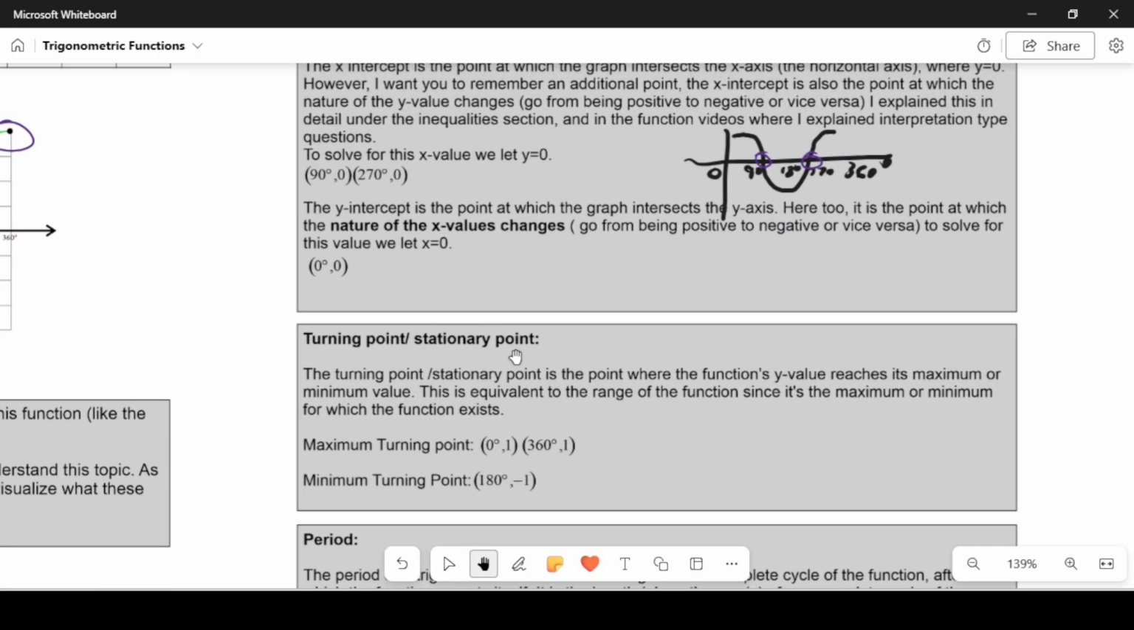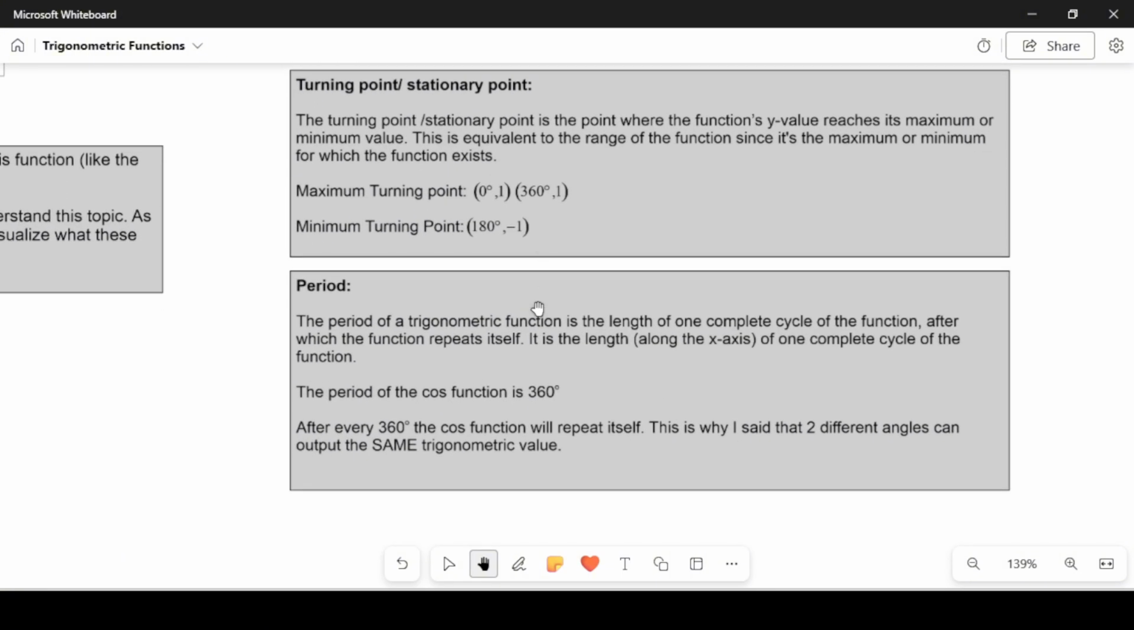Again, even with the turning points. The turning point is the point where the function's y value either reaches a maximum or a minimum. See there, maximum at 0 and 360, and minimum at 180 degrees. Very simple. Once you get this down here, you can get any bit of information from it. And then the period of the function: when we put in infinitely many values into the cos function, we notice that after every 360 degrees, it just continuously did the same thing over and over and over.